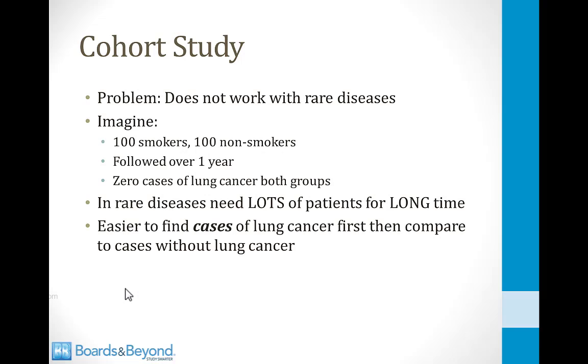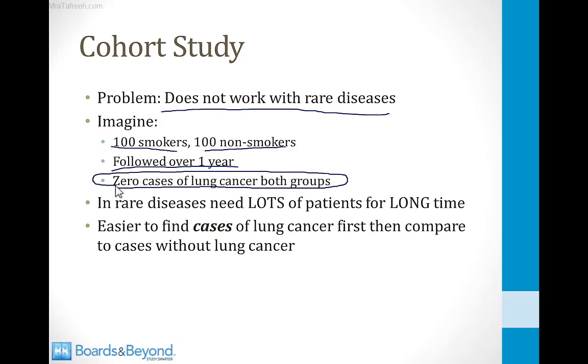Cohort studies represent powerful epidemiological evidence of how much exposure and risk factors increase the risk of disease, but they have one big problem. They don't work with rare diseases. Imagine you found 100 smokers and 100 non-smokers and you followed them over a year. You might find 0 cases of lung cancer in both groups. Lung cancer is very rare, even among people who smoke. So we might suspect that smoking leads to lung cancer, but doing a cohort study like this would give us results that we can't rely on. The problem with cohort studies is that in rare diseases, you need lots of patients for a long period of time, and this is very time-consuming and expensive.